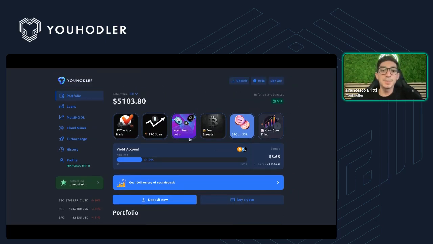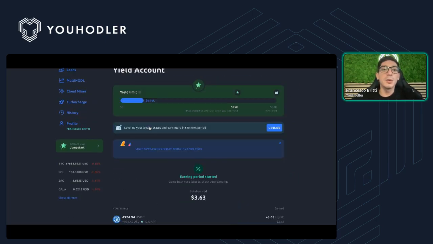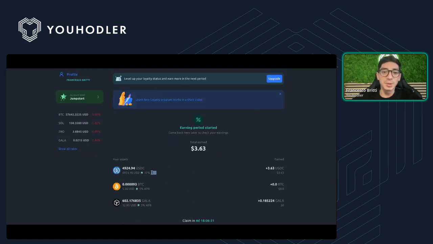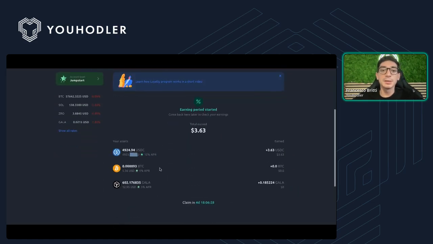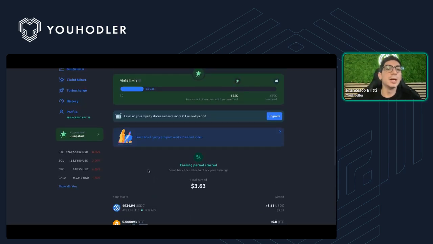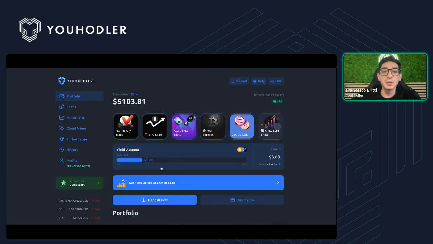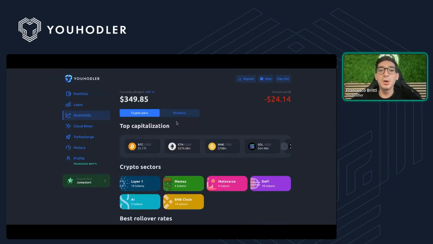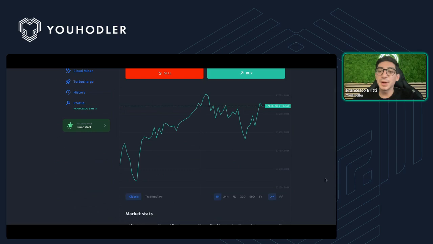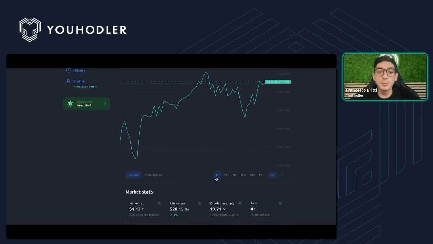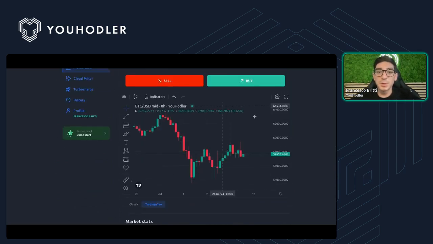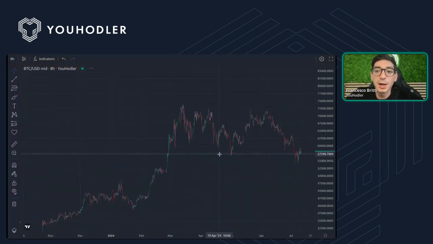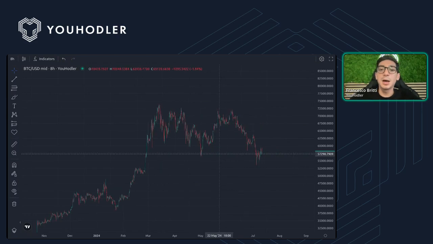So as you can see, this is our wallet, and right now I am also using the yield account, which gives me around 12% on USDC and 5% on Bitcoin. And this is very useful because I can put my capital in staking, and at the same time, I can go and open a trade. So that's a very useful tool from YieldHoldr. But what we want to see right now is the charts, to see where we are, and to use that data in our favor.